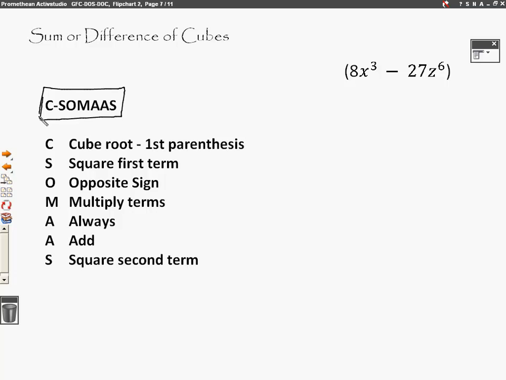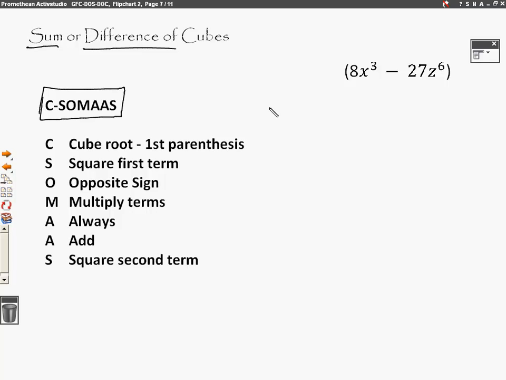Now, one of the things I do want to point out is that this is cubes. Cubes, you can do the sum or the difference. So this time, if I have a negative sign, that's great. But if I have a plus sign, that's great too. There's a difference between cubes and squares. For squares, if you have a minus sign, that's the only way it will work. Plus signs do not work. But cubes, both pluses and minuses work. All right, so here's how C SOMAS works.